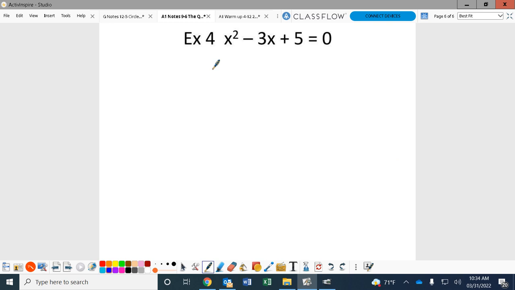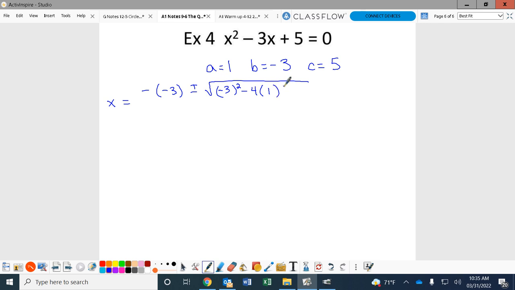Let's see. So A equals what? 1. B equals what? And C equals 5. So there's your numbers. We plug it into our formula, which is x equals the opposite of B, which is negative 3, plus or minus the square root of negative 3 squared minus 4 times 1 times 5 all over 2 times 1.